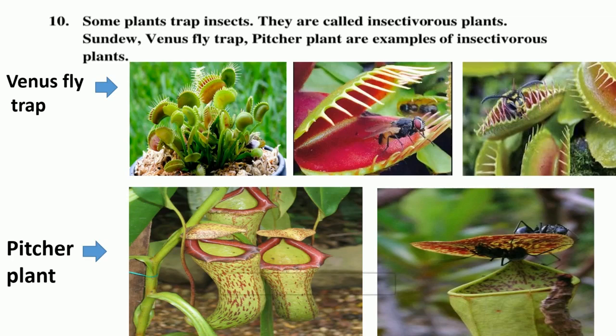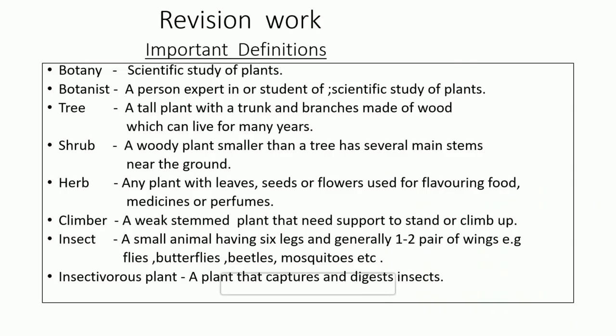Dear students, here we have completed your chapter. Now we will do revision of the important definitions. Botany, the scientific study of plants. Botanist, a person expert in or student of the scientific study of plants. Tree, a tall plant with a trunk and branches made of wood which can live for many years. Shrub, a woody plant smaller than a tree, has several main stems near the ground.